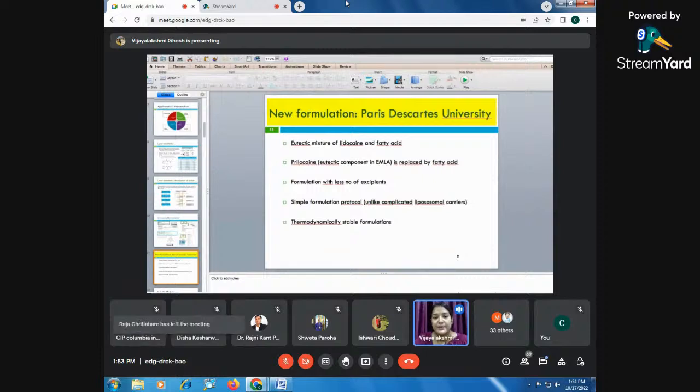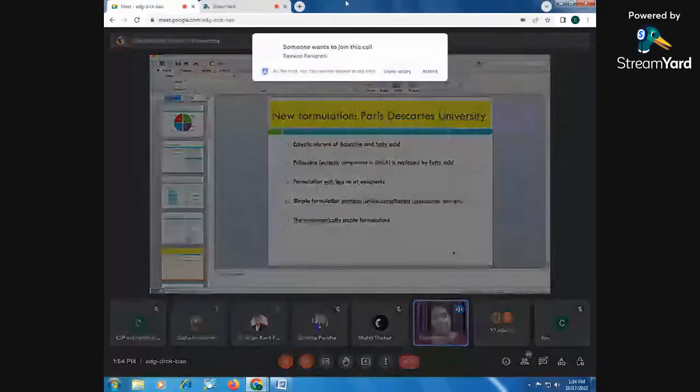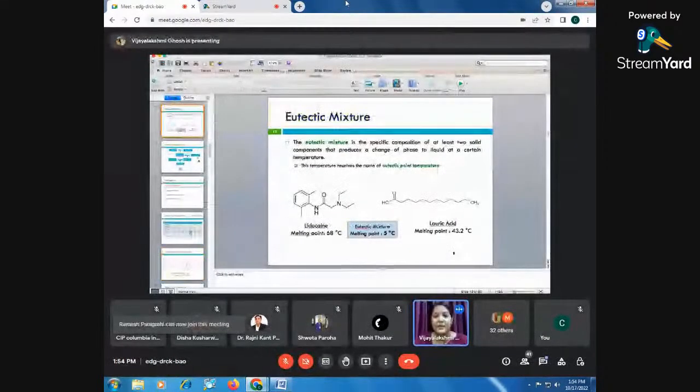So to introduce the formulation, it's the eutectic mixture of lidocaine and fatty acid, and prilocaine is replaced by fatty acid. Prilocaine was present in the earlier version of EMLA. The formulation which we prepared had fewer excipients, and we followed a very simple protocol, and the formulations were thermodynamically stable. So first, we formulated a eutectic mixture.